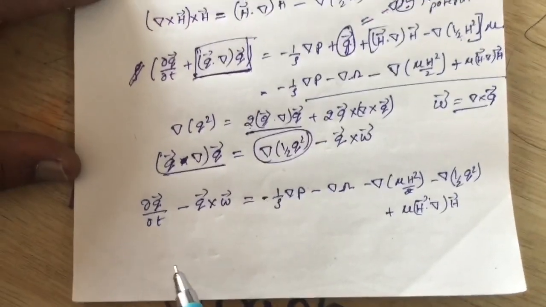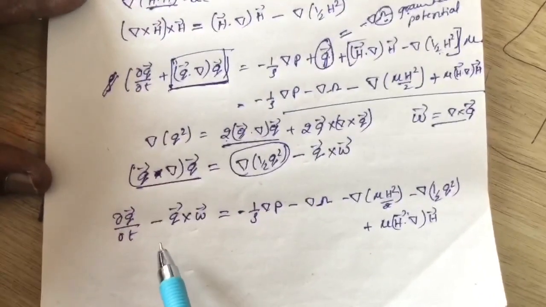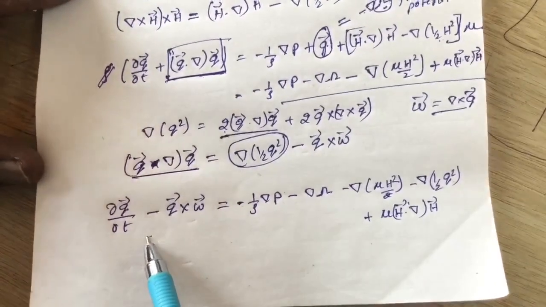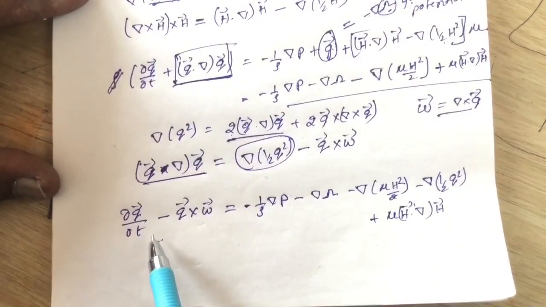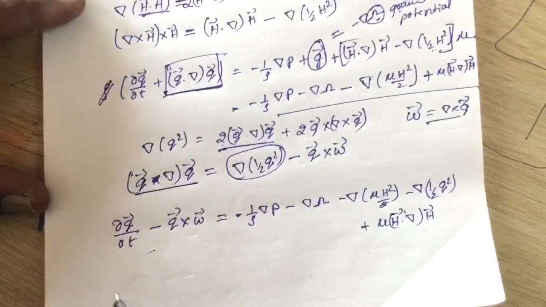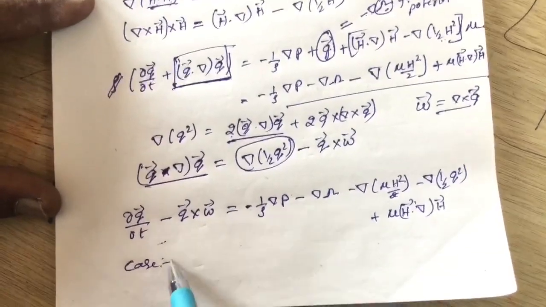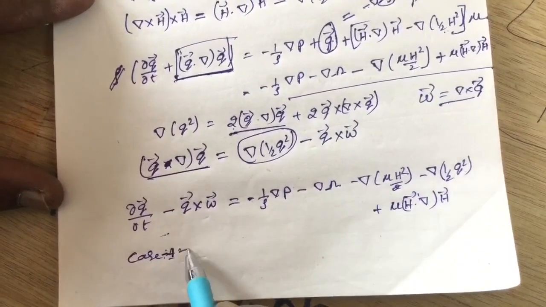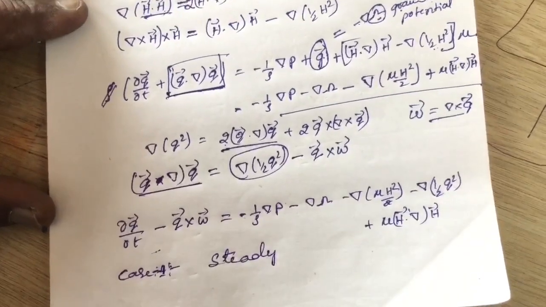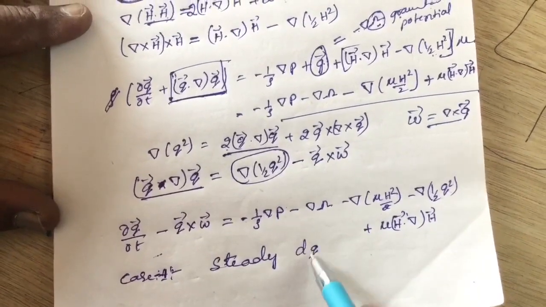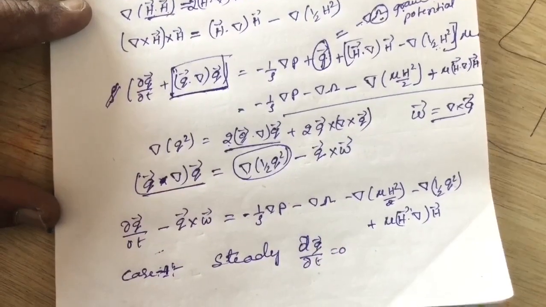Okay. Now, we can integrate this equation between the limits 1 and 2, but we are going to integrate this equation for 2 cases. Case 1 is nothing but, suppose the flow is steady, steady flow. Suppose the flow is steady, it means del q by del t is equal to 0. Then we have to integrate.